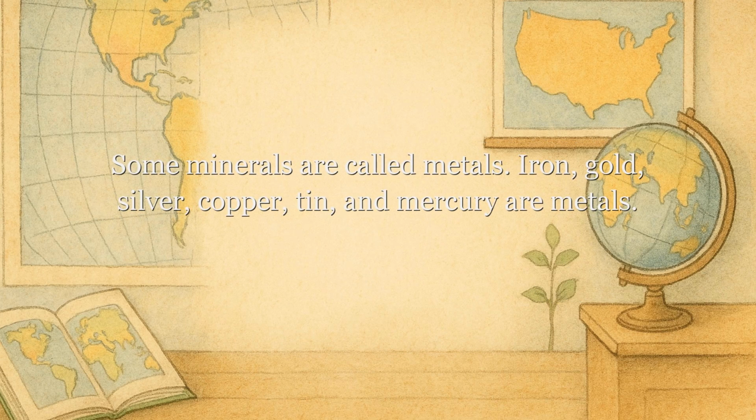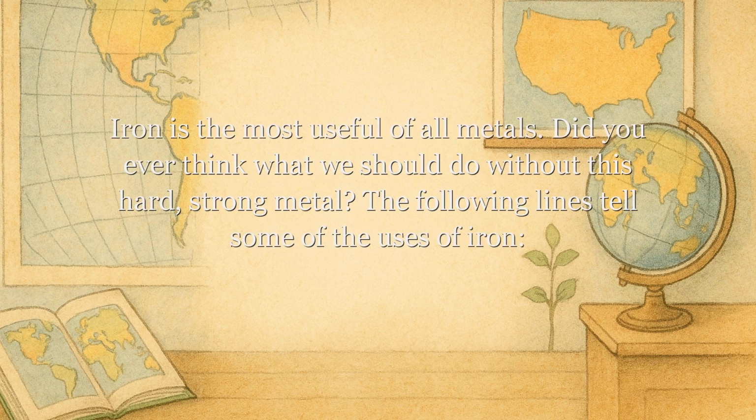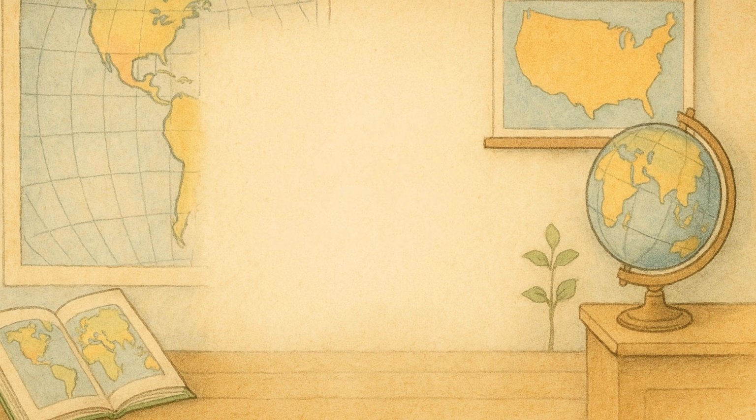Some minerals are called metals. Iron, gold, silver, copper, tin, and mercury are metals. Iron is the most useful of all metals. Did you ever think what we should do without this hard, strong metal? The following lines tell some of the uses of iron.